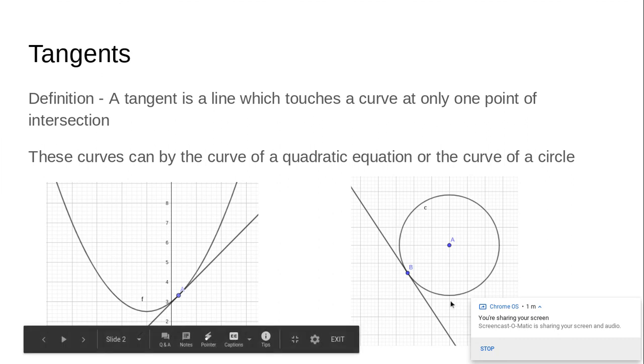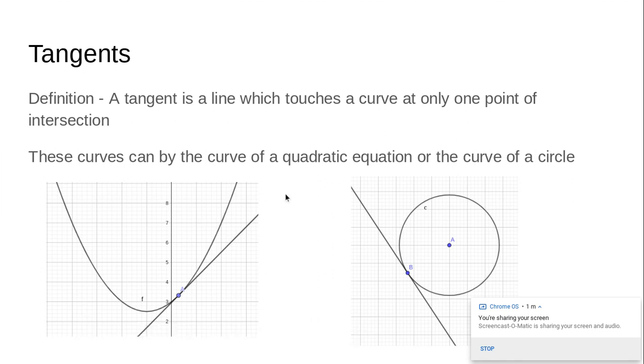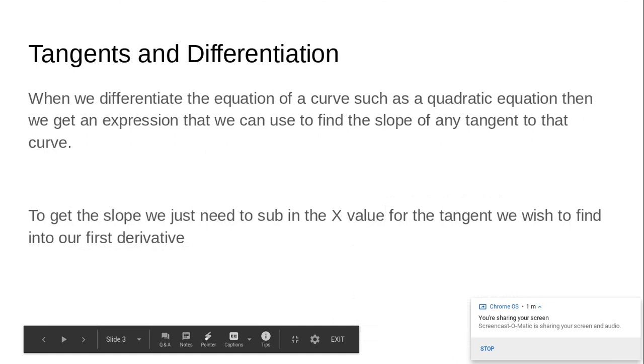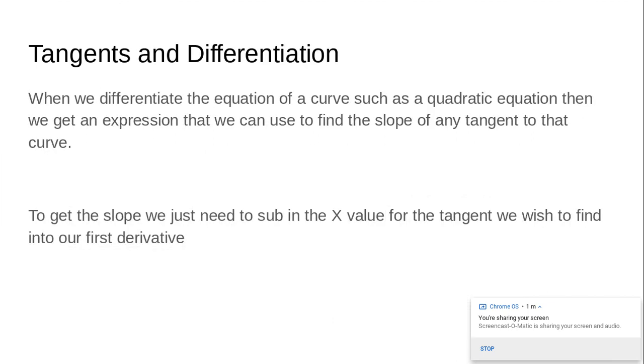So a line that would cut through a circle here and here, or through my curve here and here, these are not tangents because they cut at 2 points of intersection. A tangent only touches the curve at exactly one point of intersection. So when we differentiate the equation of a curve, such as a quadratic equation, then we get an expression that we can use to find the slope of any tangent to that curve.